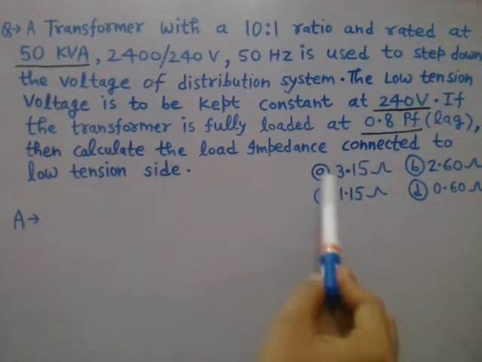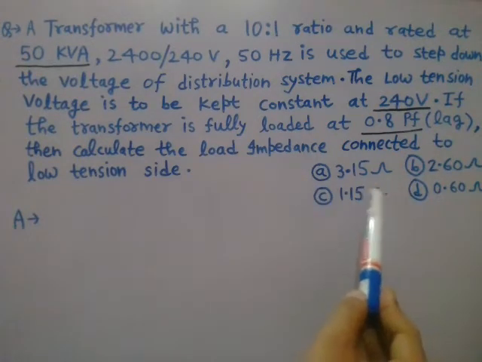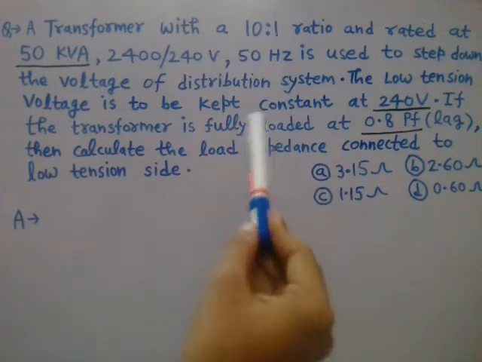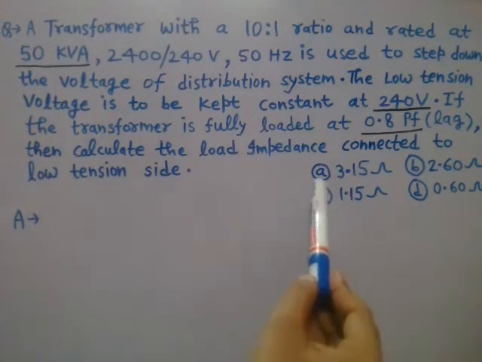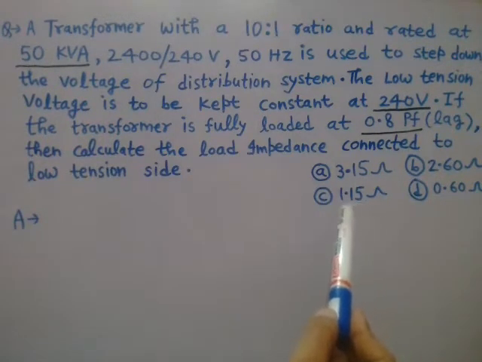So these four are the options A, B, C, D. We have to solve this question and find out the correct option. After solving this numerical, we have to choose the correct option out of A, B, C and D. Only one option is correct. So, have you understood the question?